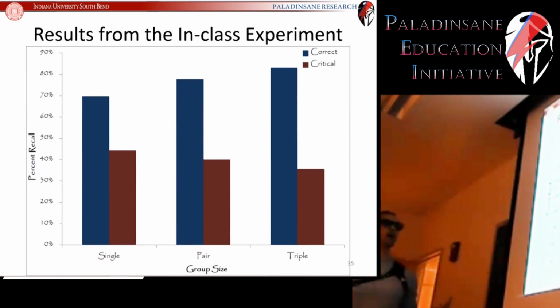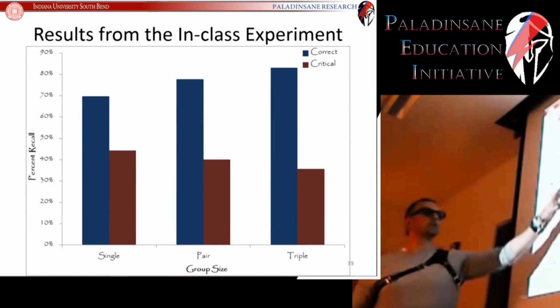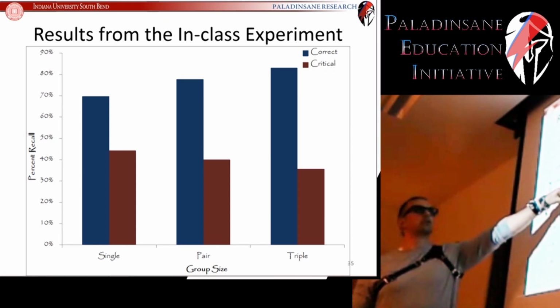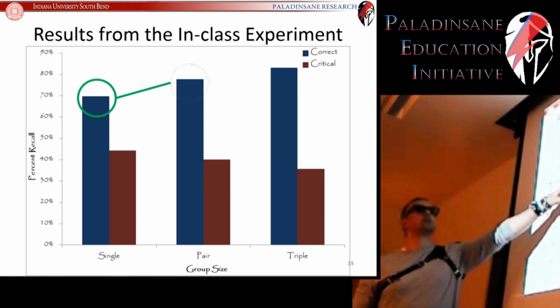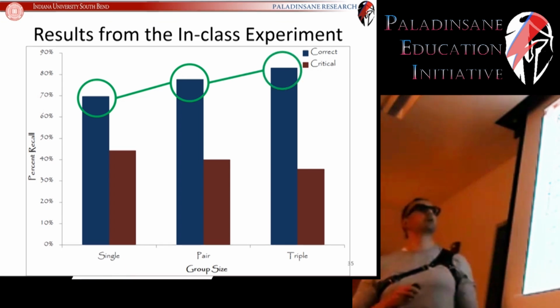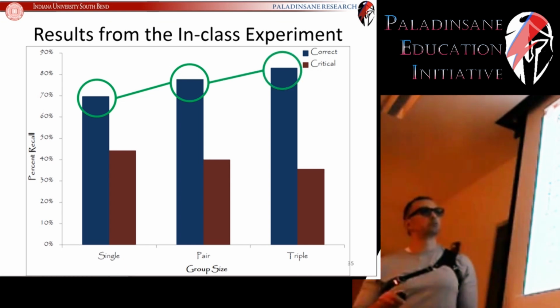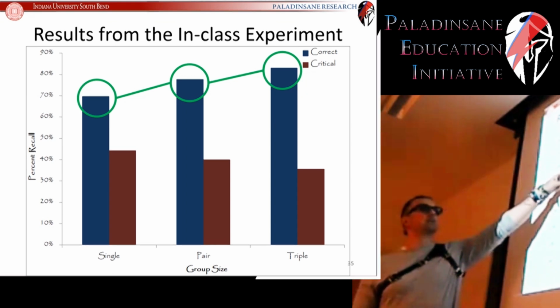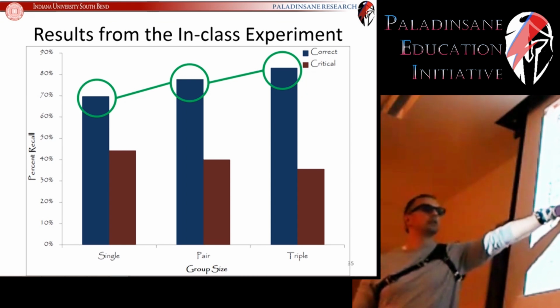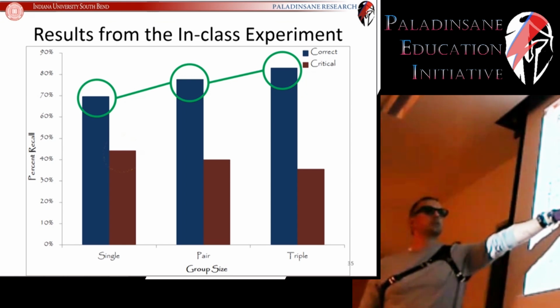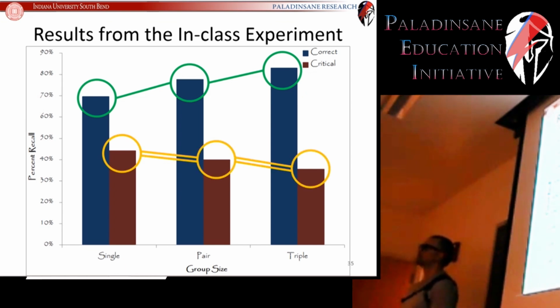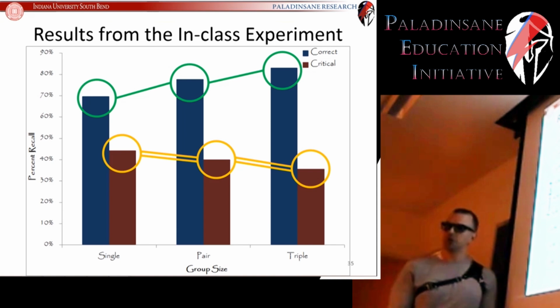So as we saw, for correct items, for the blue bars here, the larger your group, the better your memory. So memory improves, percent recall goes up as group size increases for correct items. But item type interacts with group size so that for critical items, there is no difference in percent recall as group size increases.